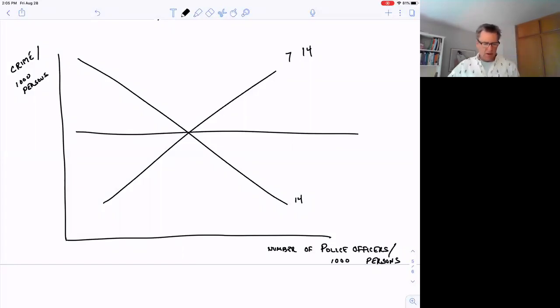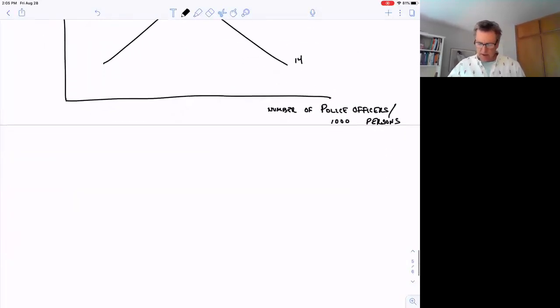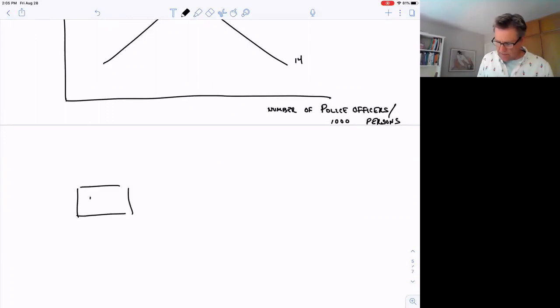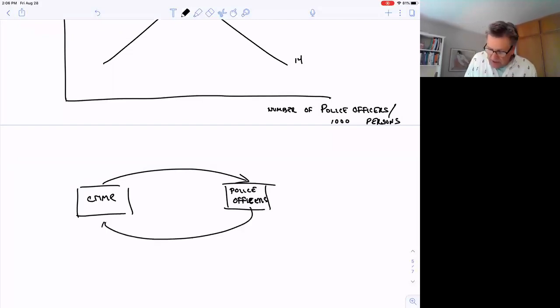So what was going on here? Reverse causality. So crime was affecting the number of police officers. In the higher crime areas, higher crime cities, they put more police. So the number of police officers is being affected by the amount of crime. But also the number of police officers were having an effect on crime too. It was very difficult to sort out what was going on here because of some reverse causality.